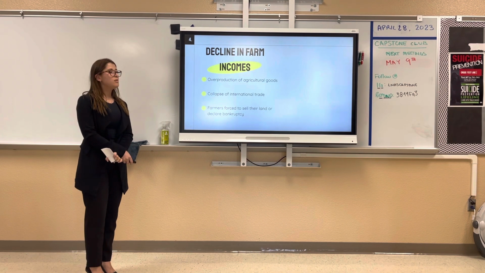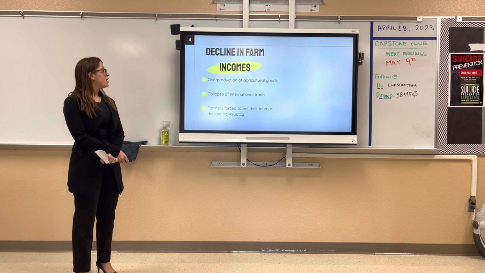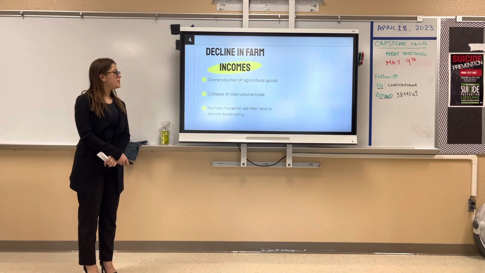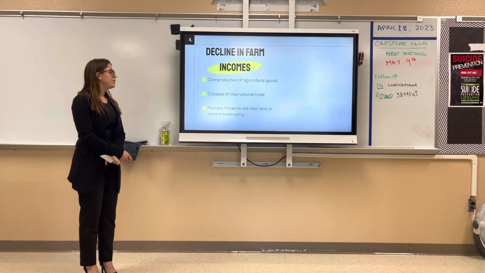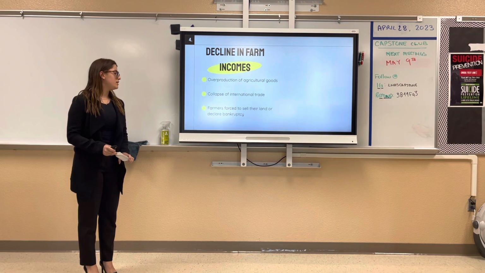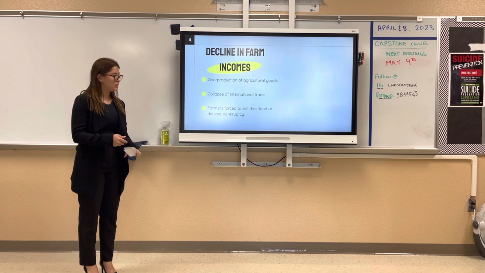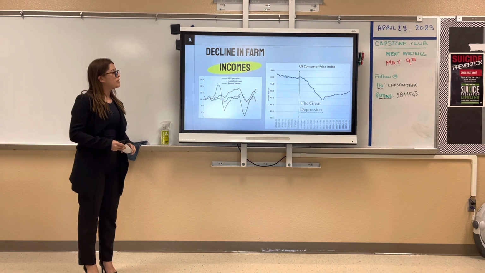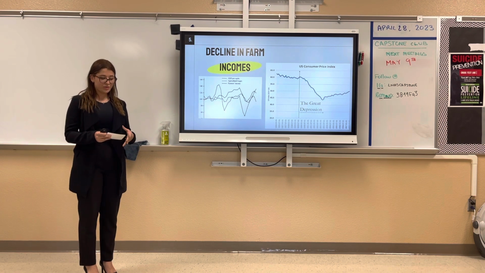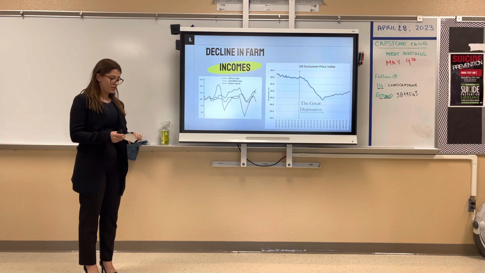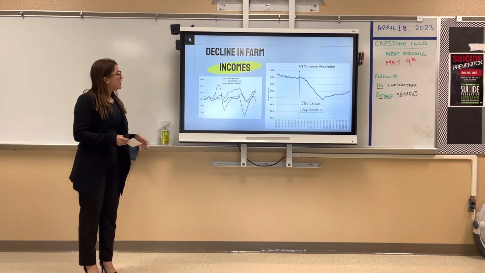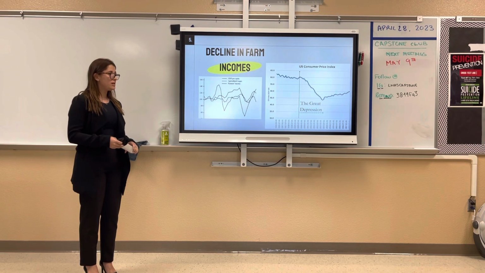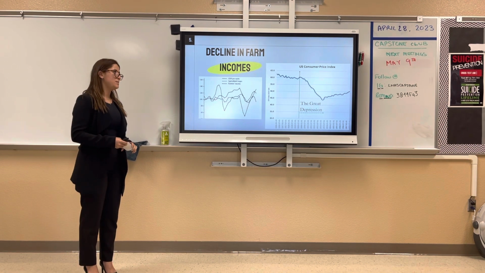The decline in farm incomes was caused by the overproduction of agricultural goods, the collapse of international trade, and lastly, farmers were forced to sell their land and declare bankruptcy. During World War I, farmers worked hard to produce record crops and livestock. And when prices fell, they tried to produce even more to pay their debts, taxes, and living expenses.